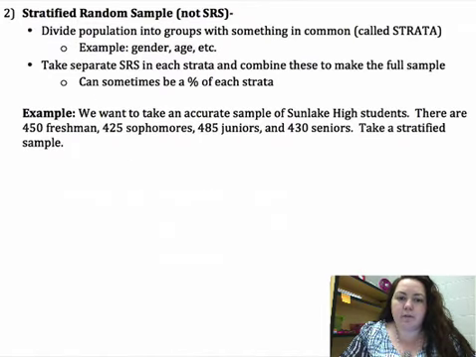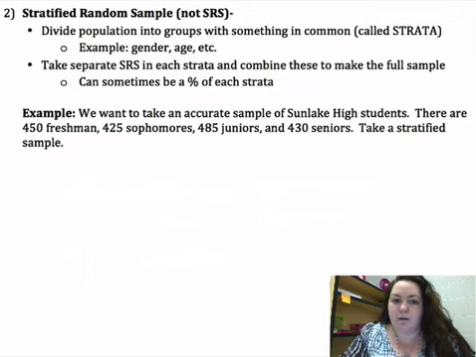All right, so a stratified random sample is not SRS, so don't put SRS if it's a stratified random sample. SRS is just for simple random sample. So we would divide the population into groups with something in common called strata. So maybe it's by their size, by their gender, by their age, whatever. So something that they all have in common.